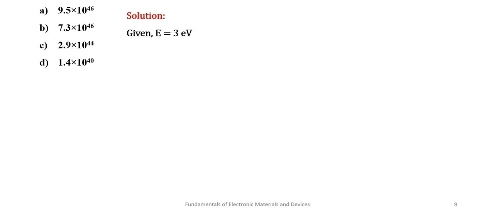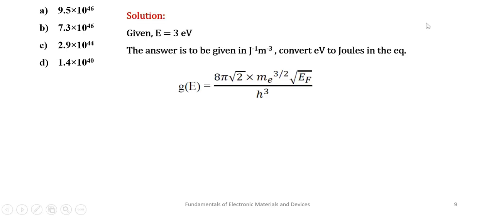But the equation we have to remember, right? It won't probably be given. Suppose 8 pi root 2, h cube, m power 3 by 2, all those things, you can convert into a single value and memorize. Then you can just substitute that constant into the root of your given value. Can you please solve this and let me know the answer?